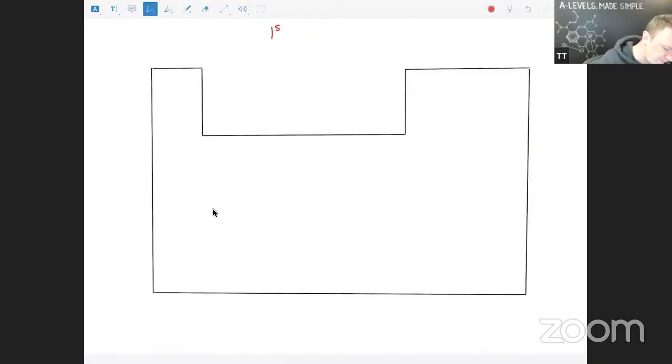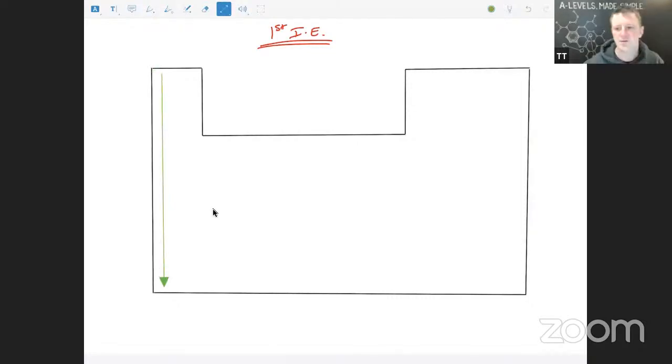Now let's go with first ionization energy. This is all linked to atomic structure again. Let's mix it up a little bit. Going down a group, what happens to first ionization energy going down a group, guys? Good, we're all on the same page again. You guys are on it. It decreases. Now, nothing new here. As you go down a group, why do we get a decrease in first ionization energy?